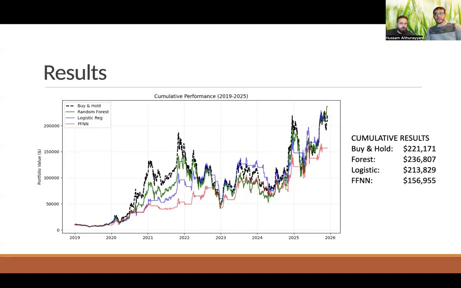So these are the results, and the random forest method is the most reliable one, which is what we expected. And it was followed by the FFNN and then by the logistic regression. But the FFNN and the logistic regression are very susceptible to the random parameters at the start of the training.